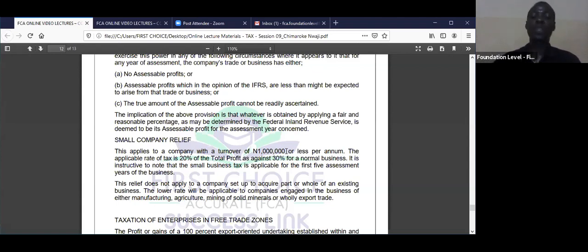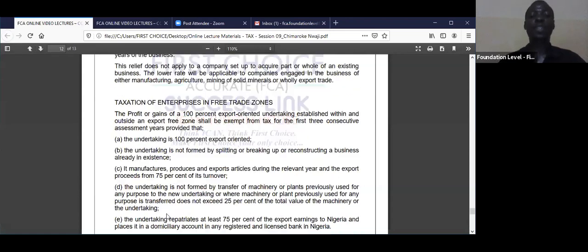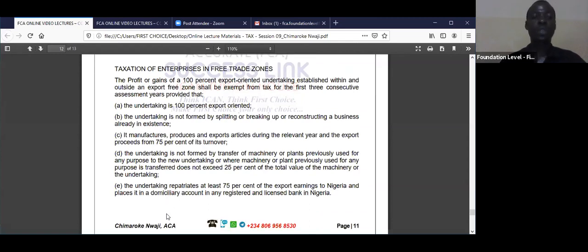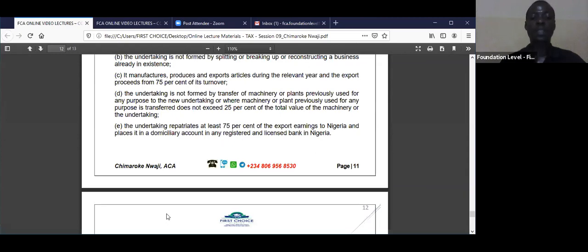But now, a small company is 25 million or less than 25 million. Once you've entered 25 million, you are a medium company. So this does not apply. So I will not talk about it. I'd like you to read it. Then I'd also like you to read taxation of enterprises in free trade zone. Take your time and look at it.